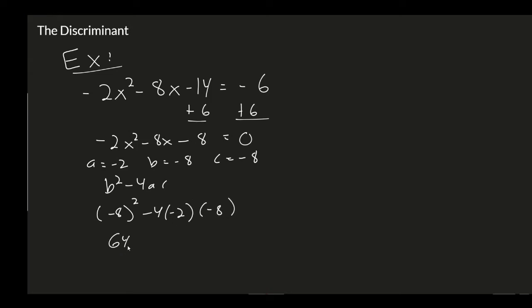So I get 64. 4 times 2 is 8. 8 times 8 is 64. Negative times a negative is a positive, times a negative is a negative. 64 minus 64 equals 0. If you recall, 0 implies that we have one unique real solution.